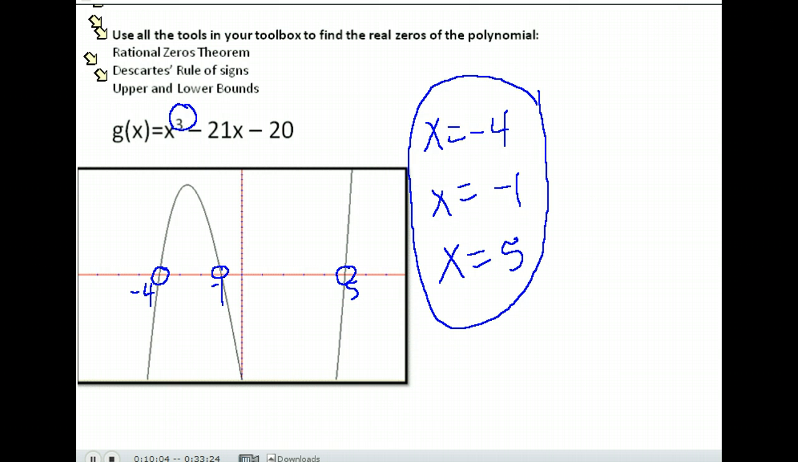Now, where you have to be careful is if they do not cross at an exact integer. These crossed exactly at those marks, okay? If it's between two integers, then we have to do a little more work.